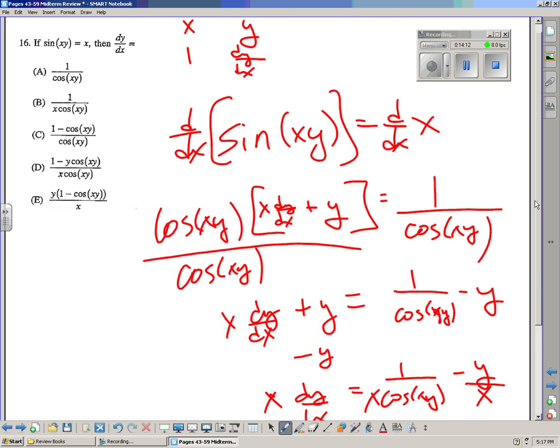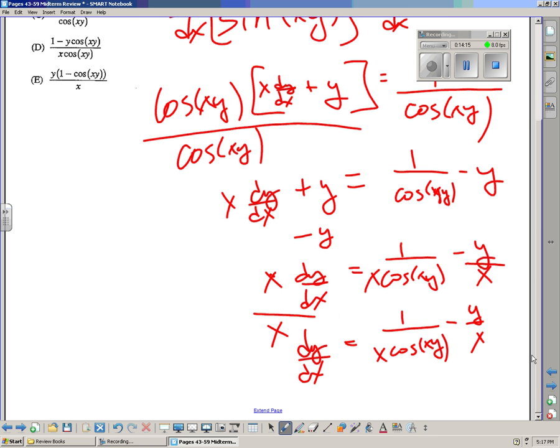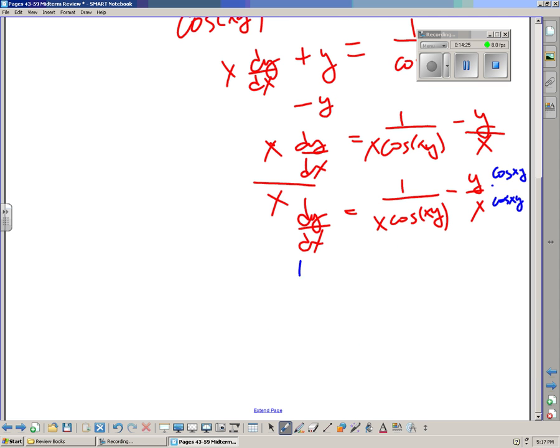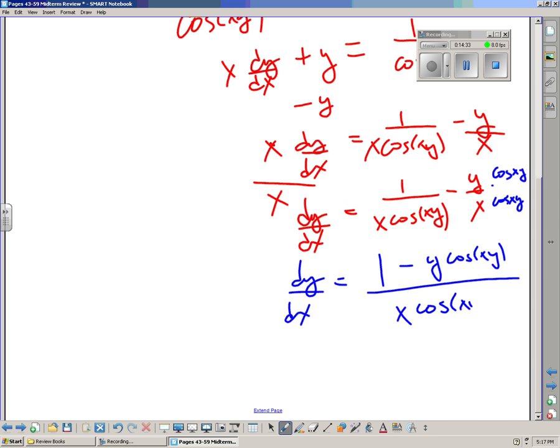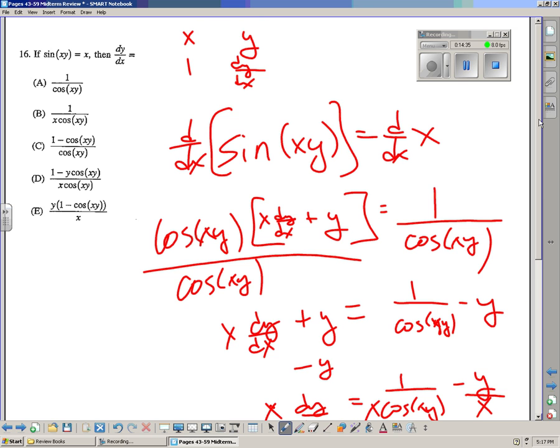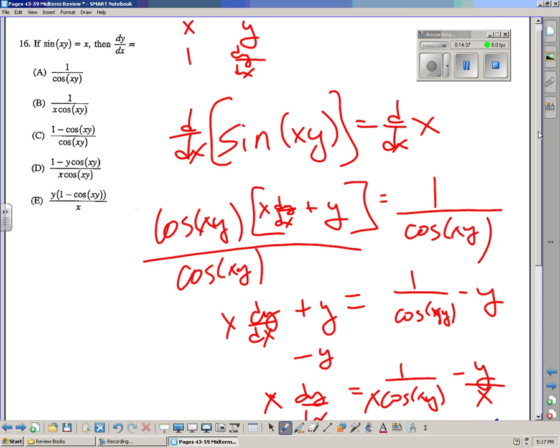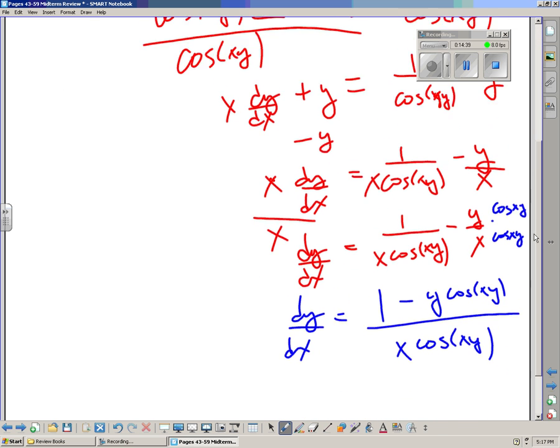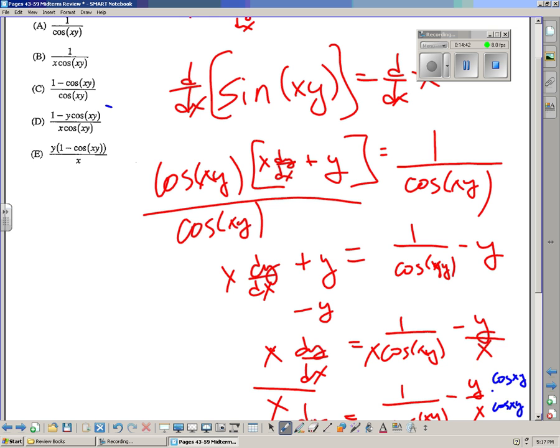That is not a choice. So what we can do is combine this to make this one fraction. Multiply this guy up here by cos xy. That'll do the trick. That'll get a common denominator. So we end up with dy over dx equaling 1 minus y cos xy over x cos xy, which hopefully is a choice. And it is choice D.